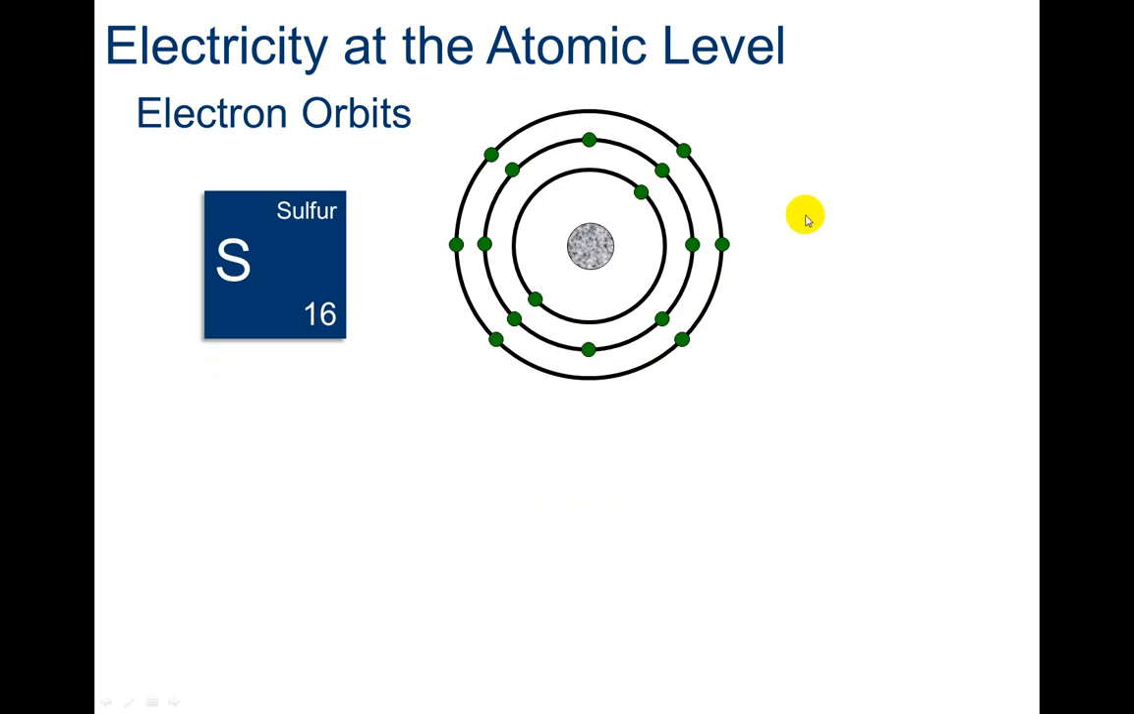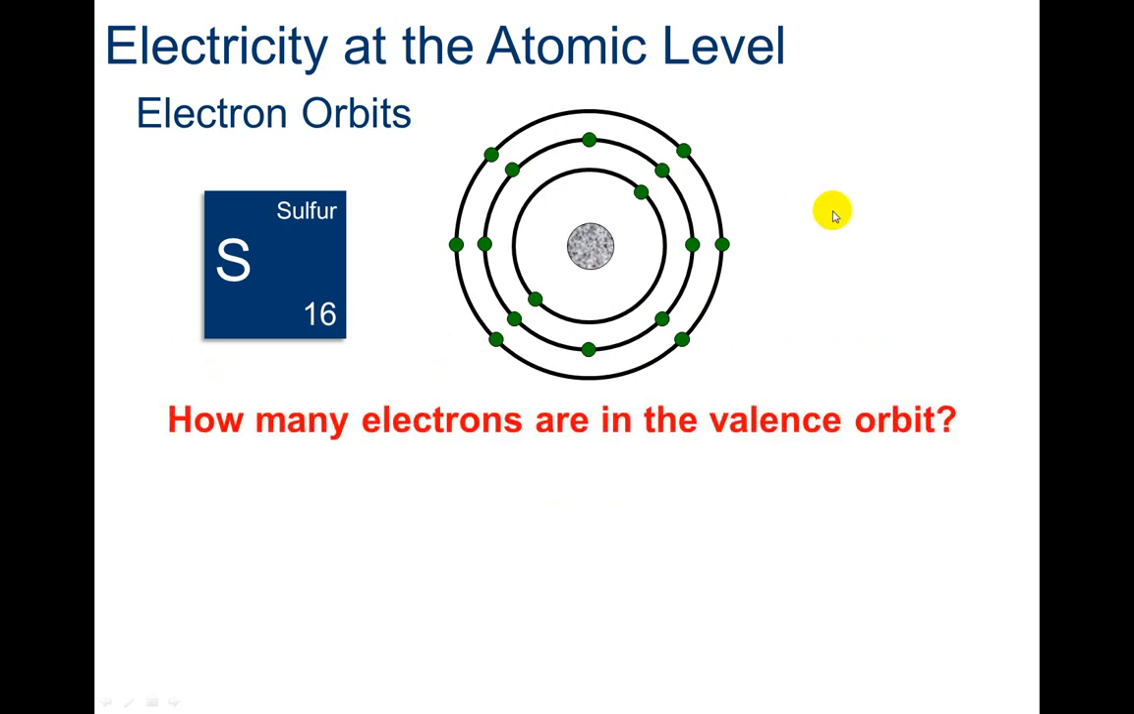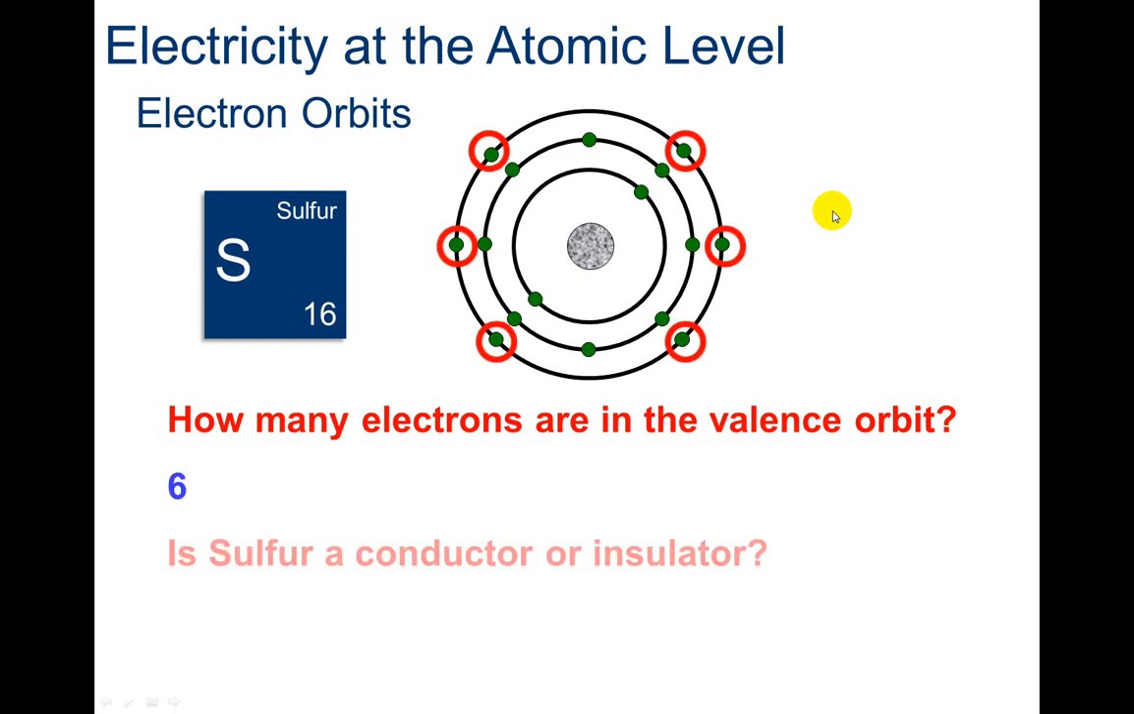Their outer shell is not full. It needs 2 more valence electrons, and so it's going to attract those electrons. Instead of sending it on because it doesn't want it, it's going to attract it and it's going to keep it. So that's why it would be considered an insulator.